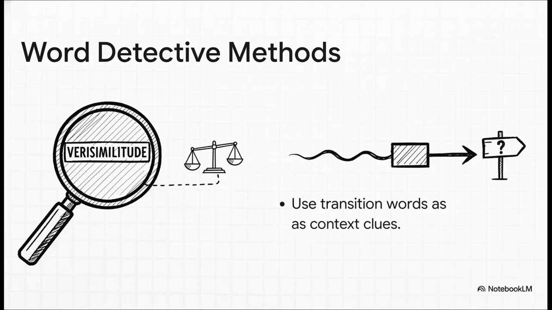First, you break words down into their parts. Take a scary-looking word like verisimilitude. You might not know it, but veri, that sounds like verify, something to do with truth. And honestly, that's often enough of a clue.